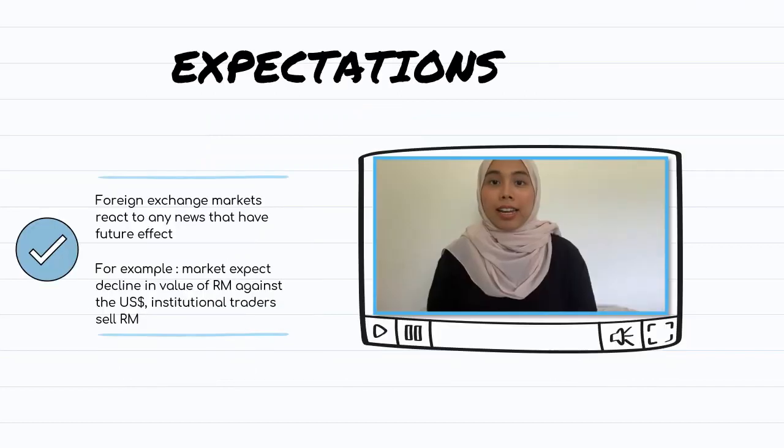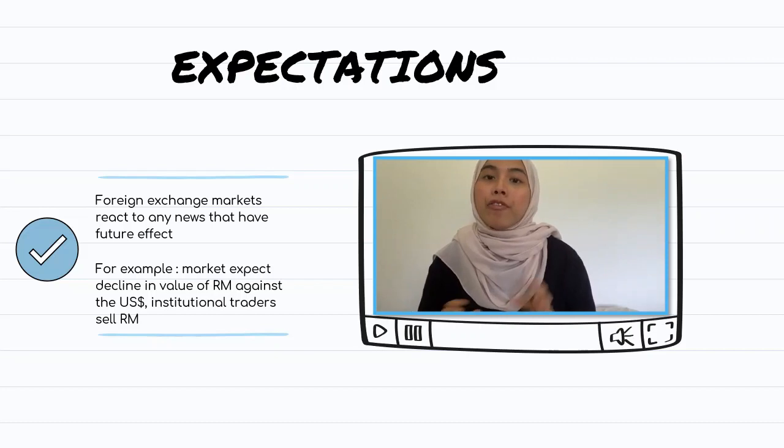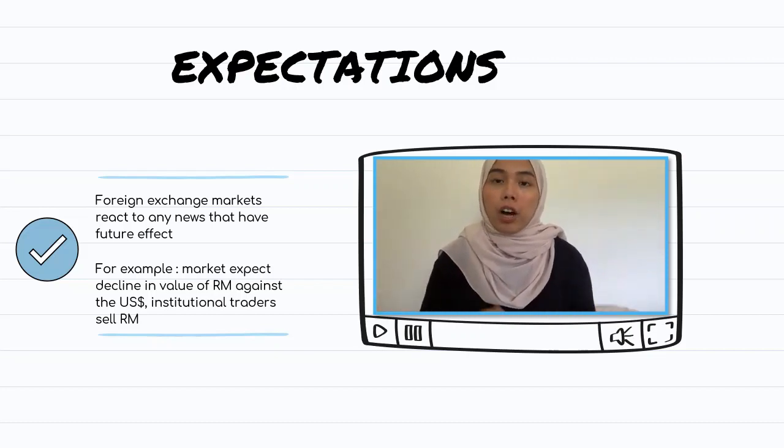Lastly, expectation. Like other financial markets, the foreign exchange market reacts to any news that may have future effects, such as news of a potential surge, a sudden powerful movement. In Malaysia, inflation may cause currency traders to sell the ringgit Malaysia.